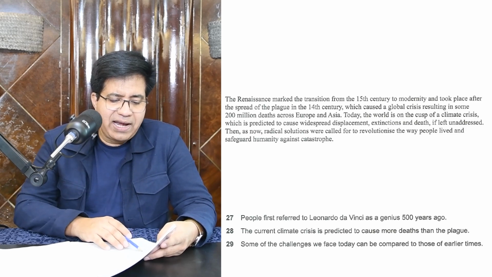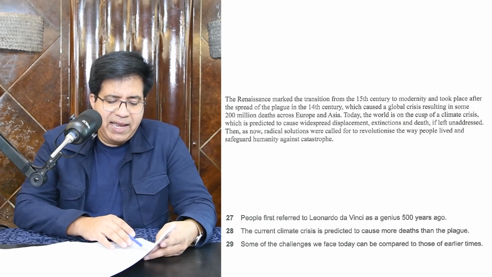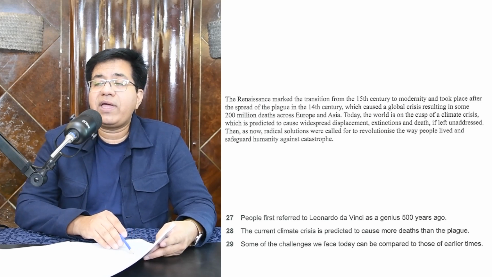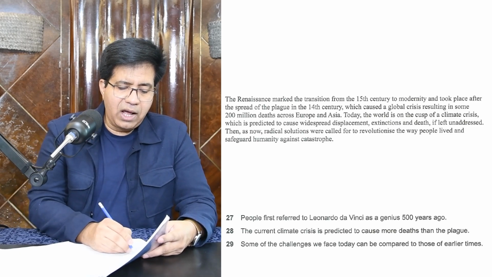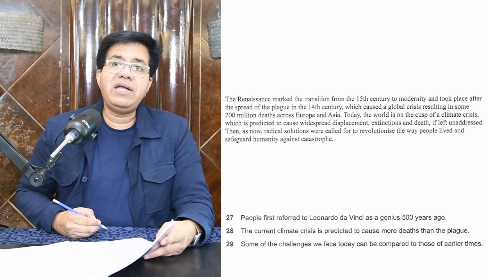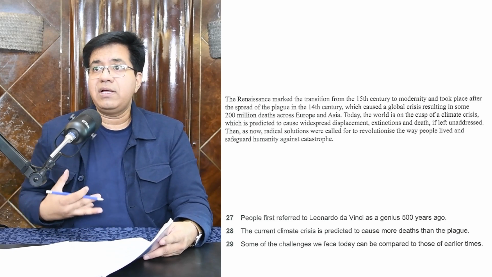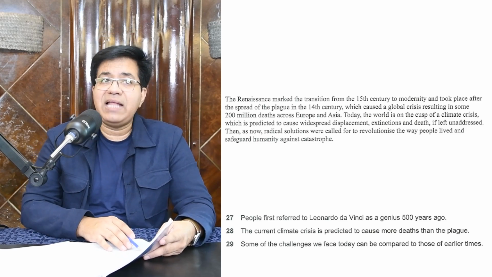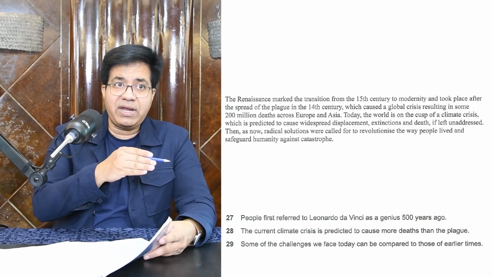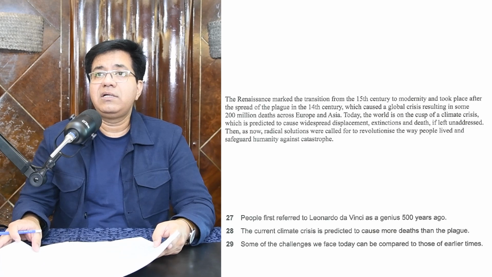Then as now, radical solutions were called for to revolutionize the way people lived and safeguard humanity against catastrophe. Now, catastrophe is a problem or a disaster caused by climatic conditions. We call it catastrophic. Catastrophic means disastrous. So they are saying then as now. Then as now means they are comparing our today's problems with the past. So, answer is true.